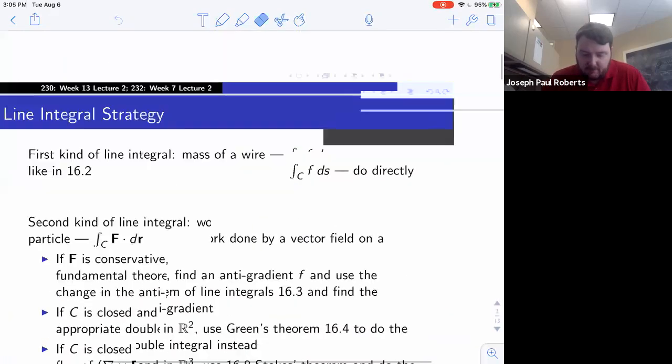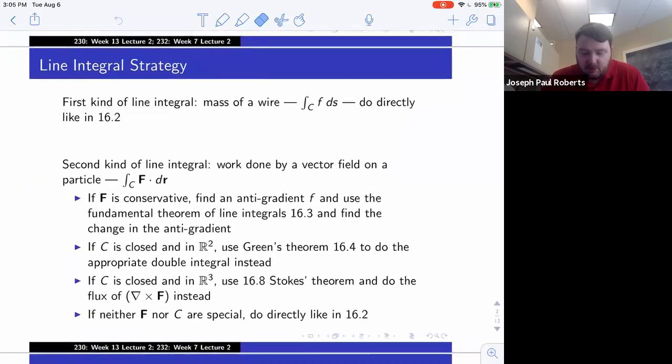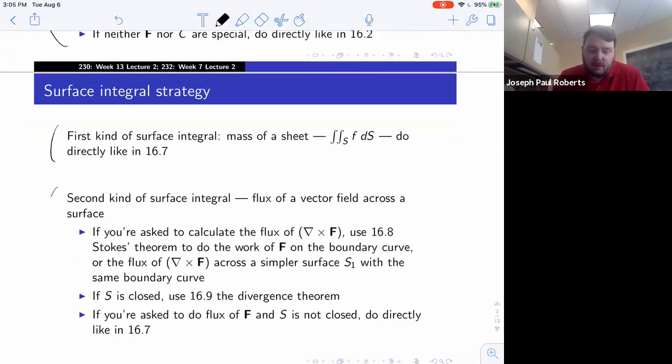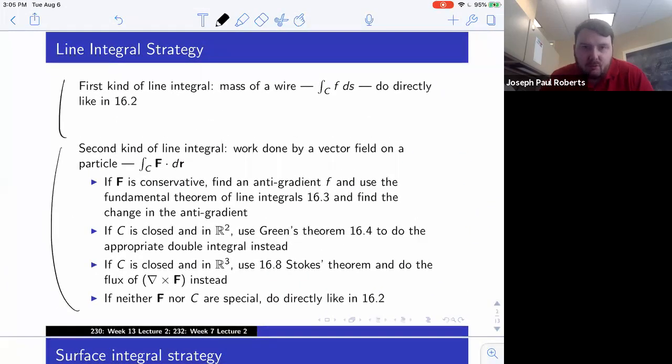So anyway, there's 4 different kinds of questions. There's 2 kinds of line integrals, right? We'll talk more in a second, but there's 2 kinds of line integrals, and there's 2 kinds of surface integrals. So there's 4 main types of questions. But then for some of those, there are going to be shortcuts that happen for special situations.